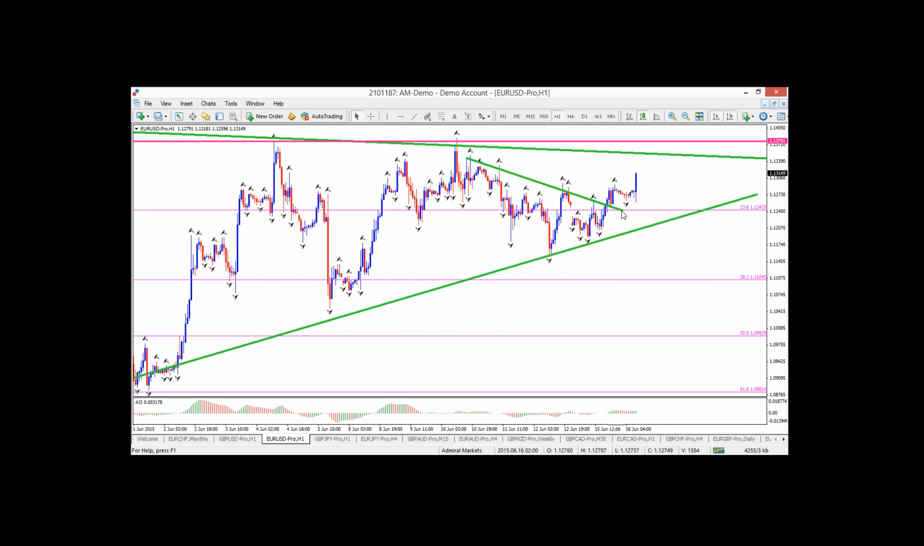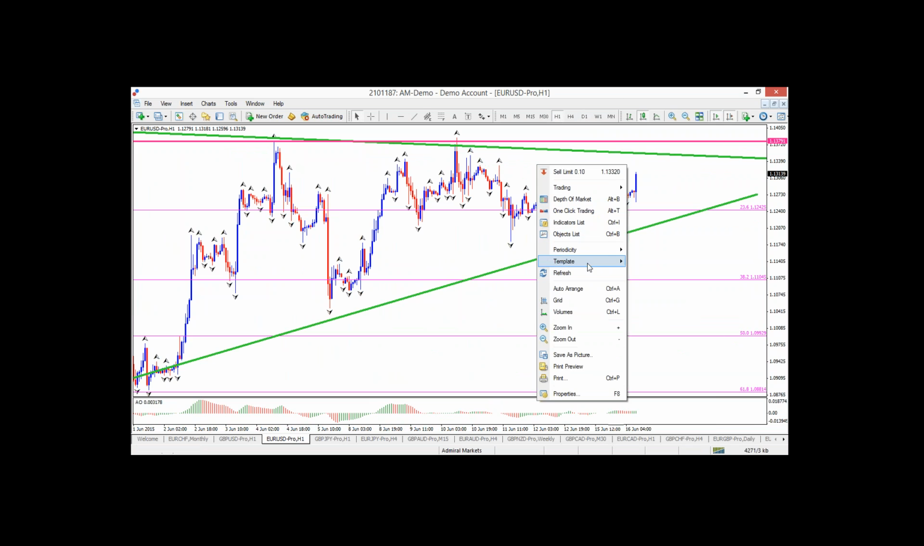Trendline break already happened here yesterday slightly, and it looks like we're getting a continuation. So we are in bullish territory regarding the momentum and the trend. There are just certain levels of resistance that might cause it to be a bit of trouble.